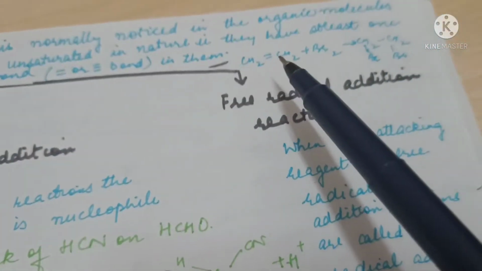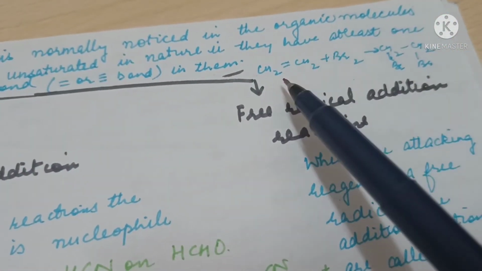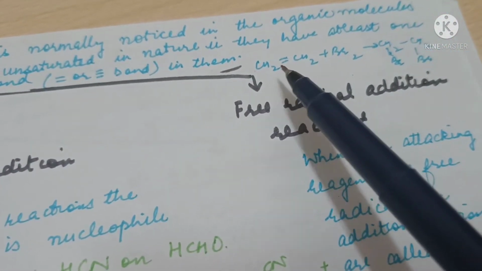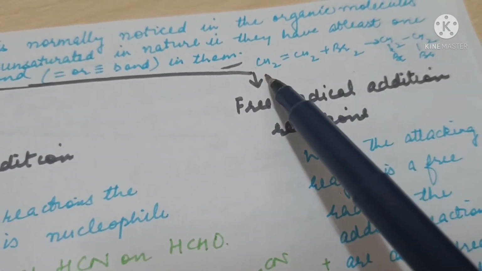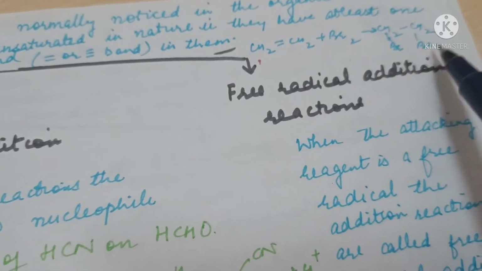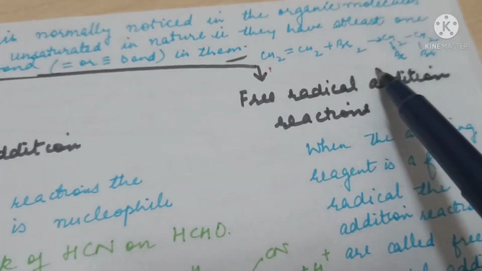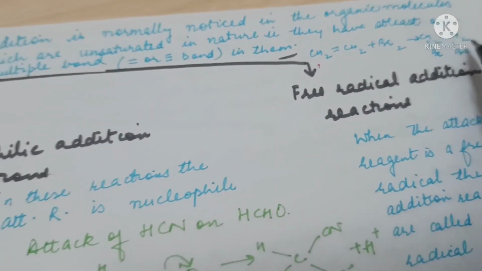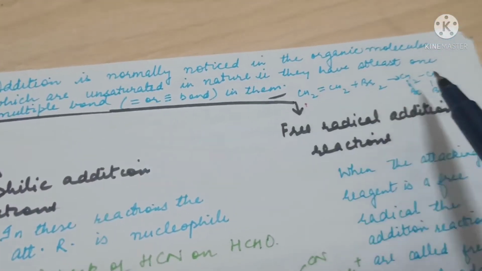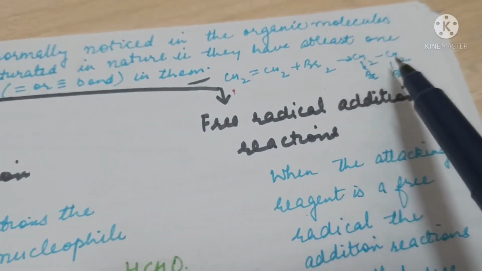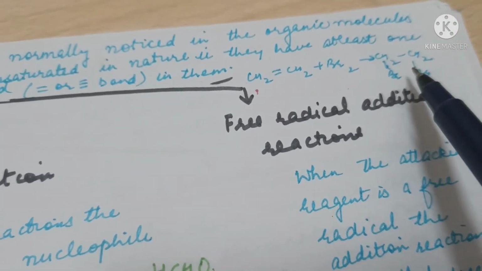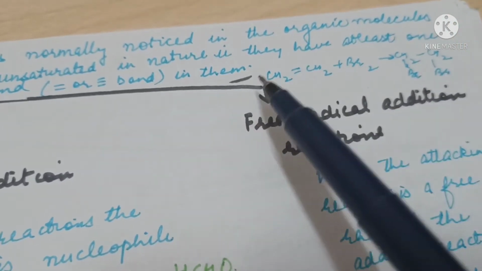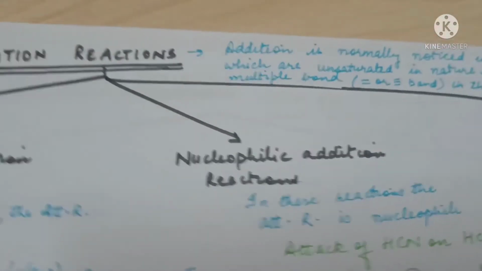For example, when bromine is added to ethene, the double bond breaks, 2 valencies are freed, one Br will move to this carbon atom, another to the other carbon atom, and as a result dibromoethane will be formed. So alkene ultimately changes to a saturated product having a single bond. A double bond changes to a single bond.